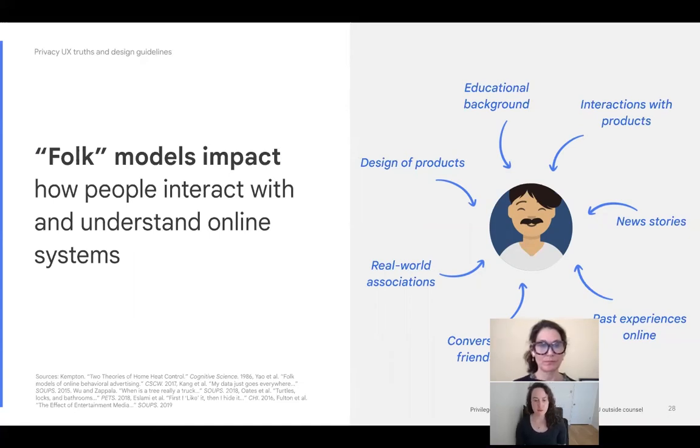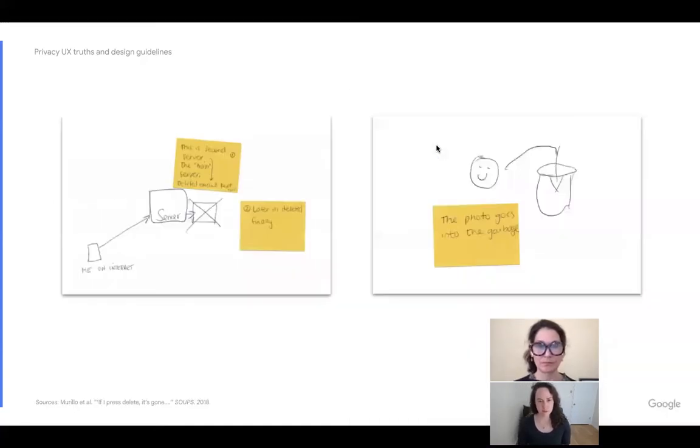And these mental models will impact users' privacy expectations, concerns, and behavior. For example, research found that there are varied expectations for how data is deleted. And these types of mental models can really influence how people expect our systems to work and their beliefs and understandings of how things work online.